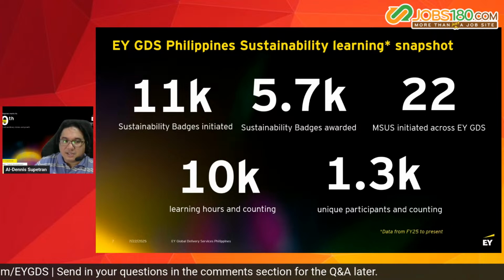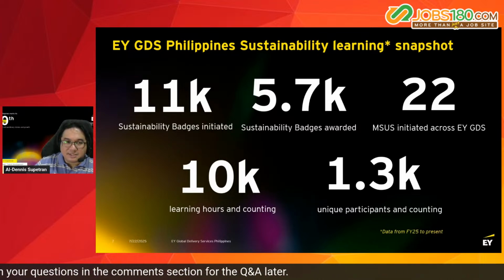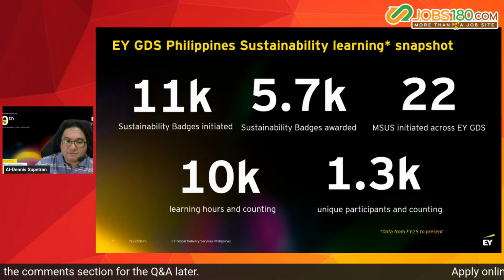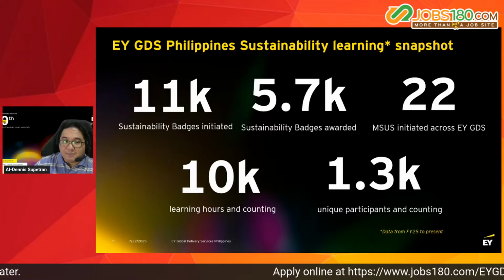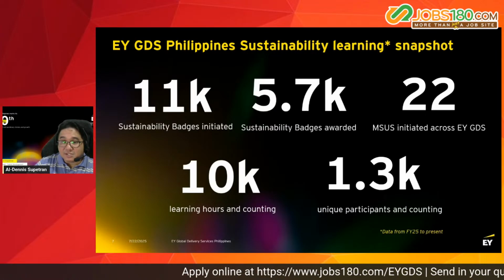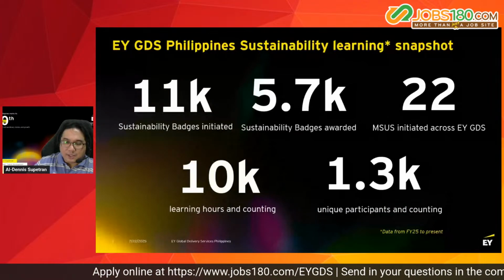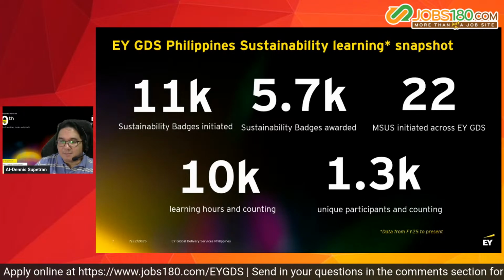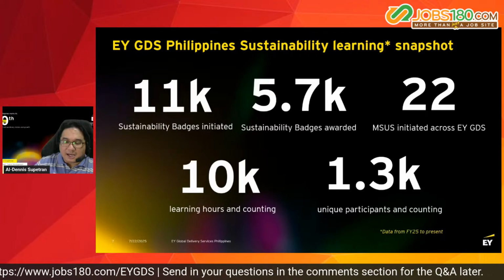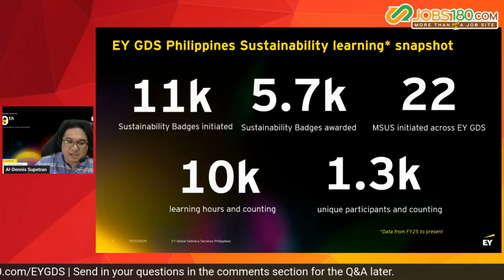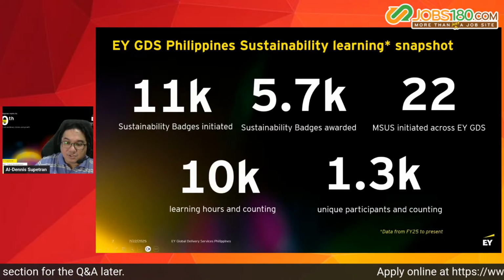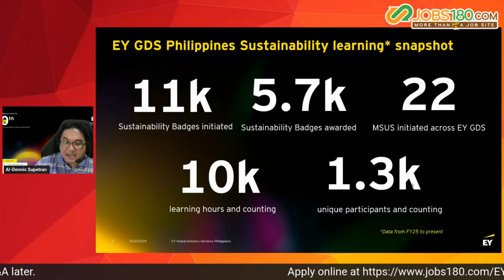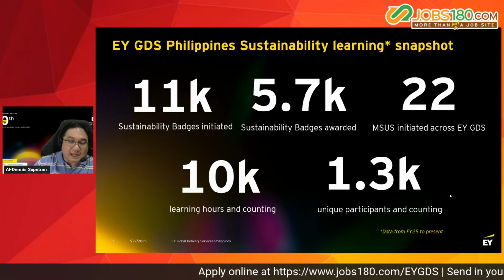And all of those individuals across GDS, 11,000 have already been initiated, meaning they've started. There have been almost 6,000 badges awarded already. 22 master's degrees in sustainability have also been initiated. And in particular, we've had 10,000 learning hours. So this represents 10,000 learning hours just within the last fiscal year alone.